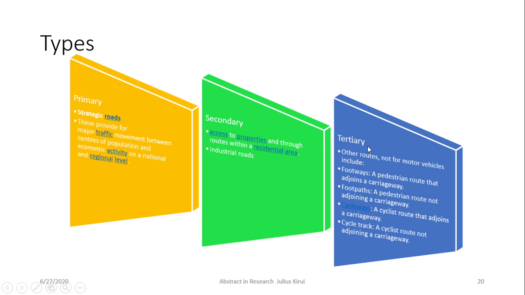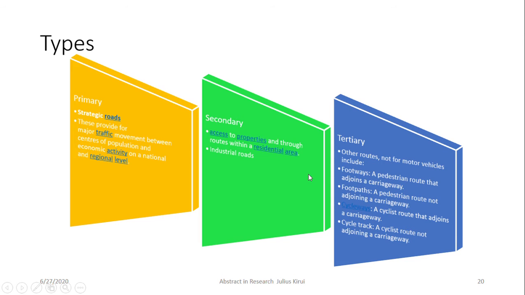Then we have the tertiary roads. Now these are other roads, not for motor vehicles, and they include footways, footpaths, cycle ways, cycle tracks. So all these are tertiary roads. So when you talk about road, have this in mind. Each and every road plays a critical role. So we have primary roads, secondary roads, and tertiary roads.